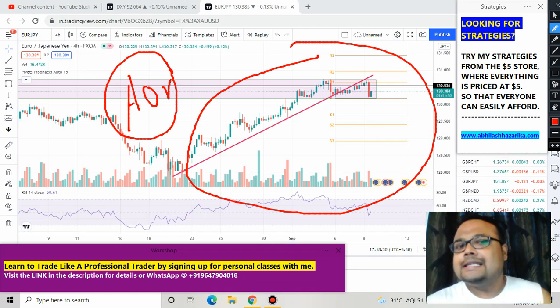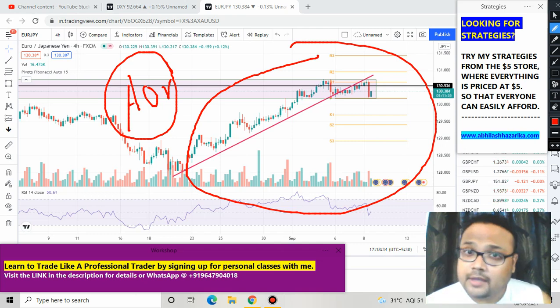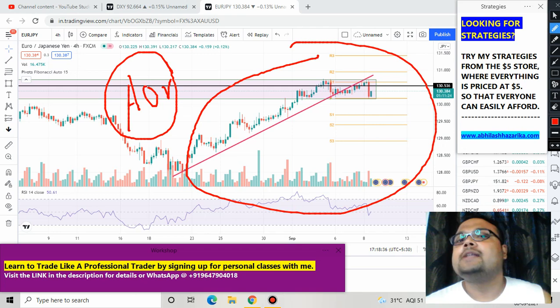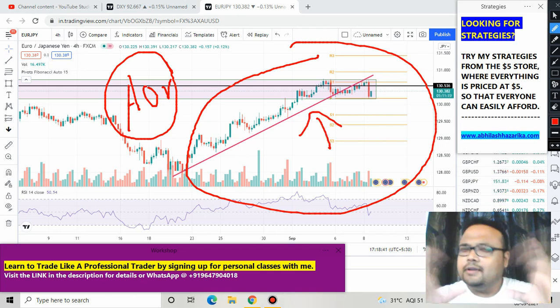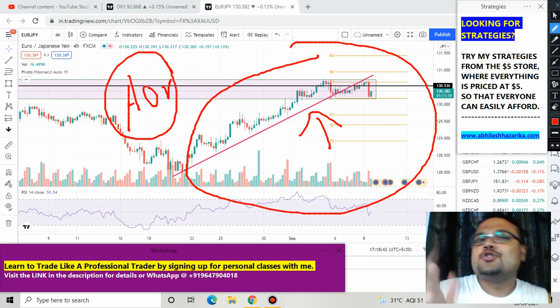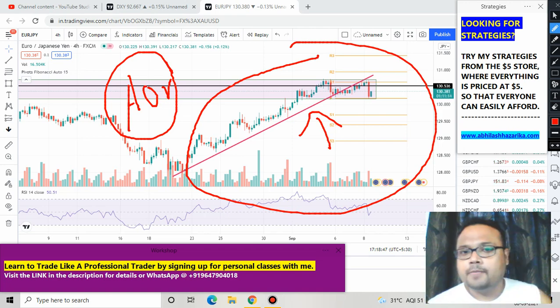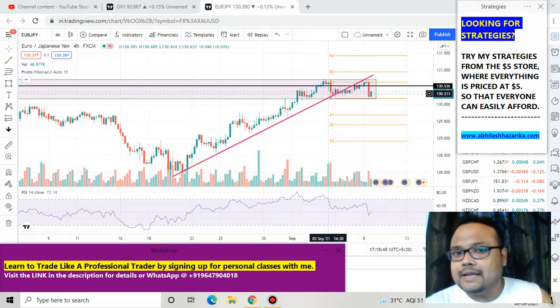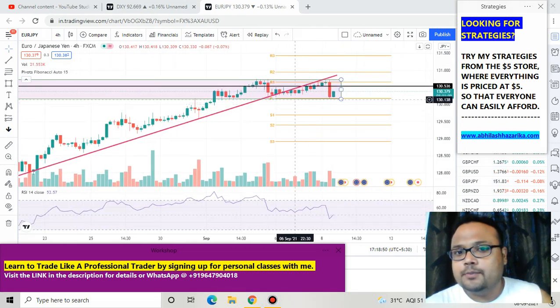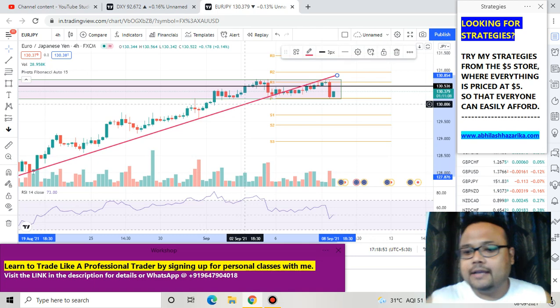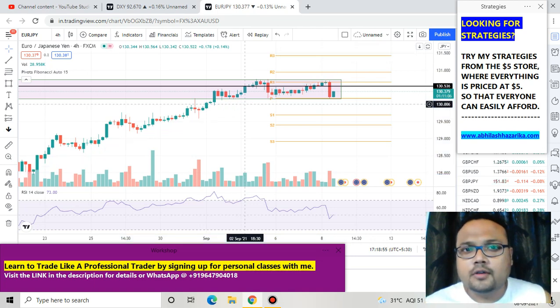But you can see that I have already drawn a trend line here, and market is trading below the trend line. So market is trading below the support. Therefore, yes, there are some complications on the chart of Euro JPY. So listen to me carefully. You can see that market is trading below the support here. Therefore, this support line is no longer valid.